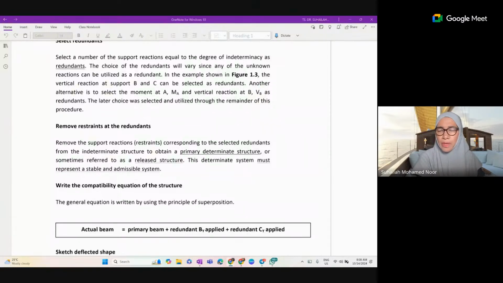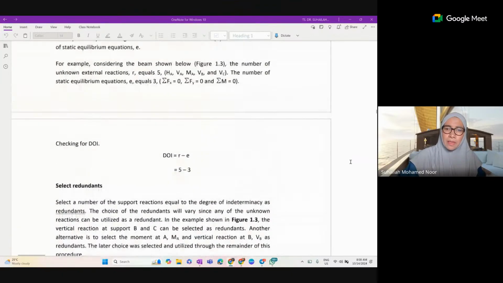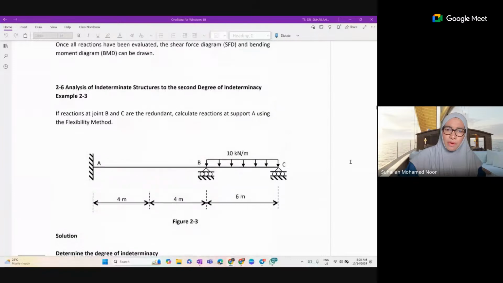So we are in week number 2, and last week we discussed the flexibility method, the introduction, the new terms in the flexibility method, and also the derivation of the compatibility equation. This week we will do a beam example, and before we start with one new example, let's refresh the concept that we have learned last week.